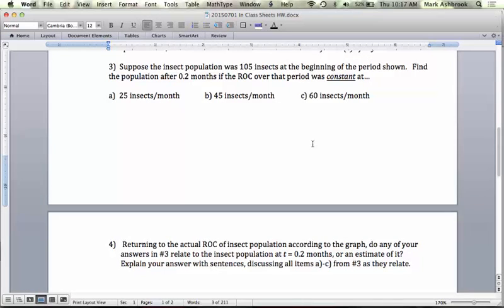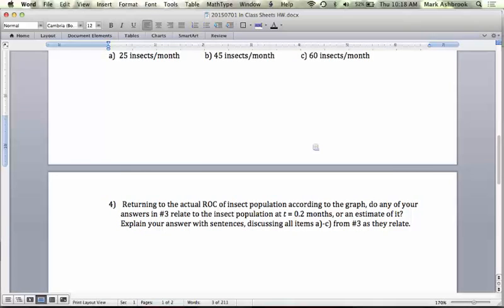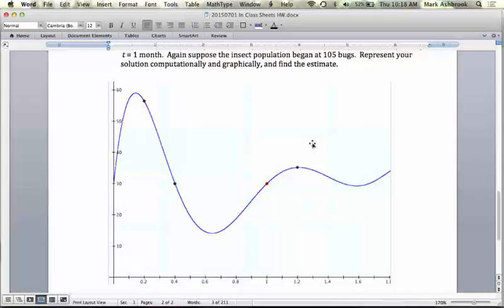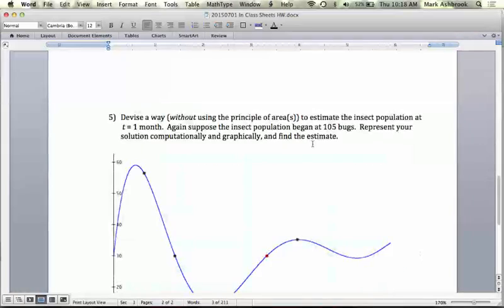Yes. Okay, so it said if the population started at 105 insects, and we wanted to find a population after 0.2 months, what would make sense here in terms of which constant rate would make sense to use as a pretend rate, right? As a pretend rate. So is it 20, 45, or 60?